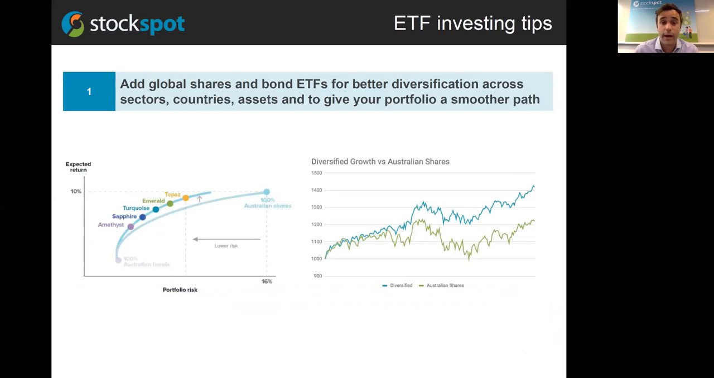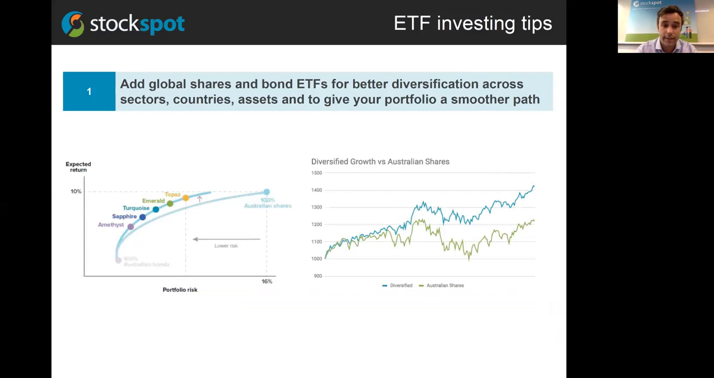So tip number 1 when investing in ETFs, and I've talked about this a little bit already, which is that you can get a lot of benefit by simply adding 2 things into a portfolio of Australian shares, which are fixed income or bonds and global shares. And both of these can be accessed via ETFs, and it can really give your portfolio 2 things, which is the opportunity for better returns and also lower risk.